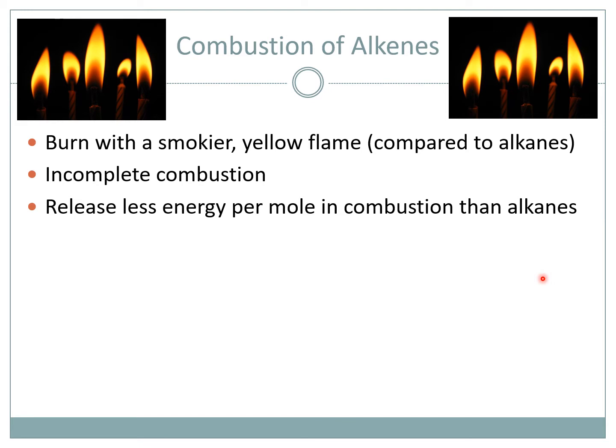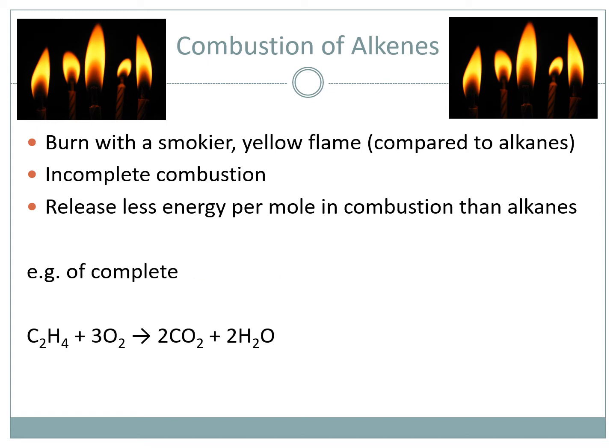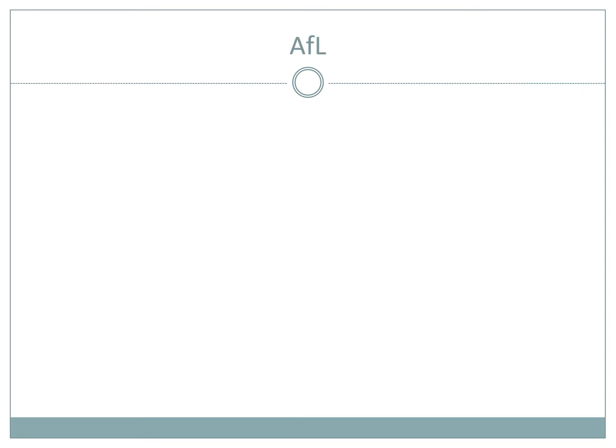This is why generally we prefer to use alkanes rather than alkenes as fuels. That and the fact that alkenes are so much more useful for everything else. So, here's an example of complete combustion. There's ethene plus oxygen, making carbon dioxide and water. We did loads of those last lesson, so, maybe next time.